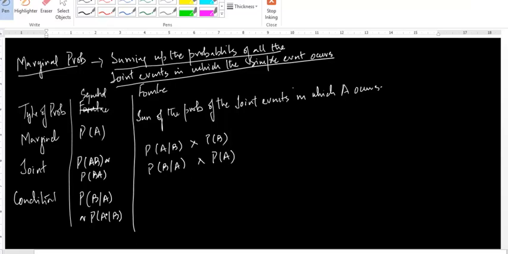Now the probability of B given that A has already occurred is equal to the probability of BA occurring together divided by the probability of A. The probability of A given that B has occurred is given by the probability of A and B occurring together divided by the probability of B. So this is all about the probabilities under the condition of statistical dependence.